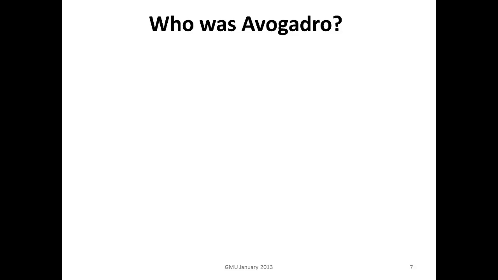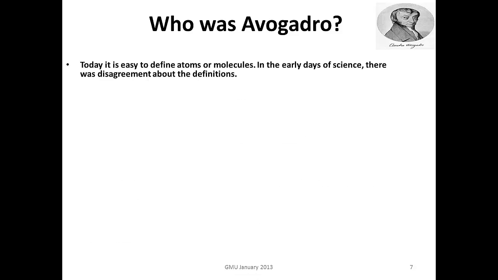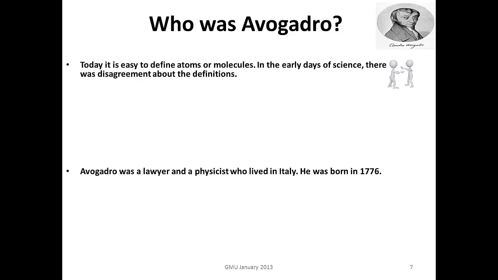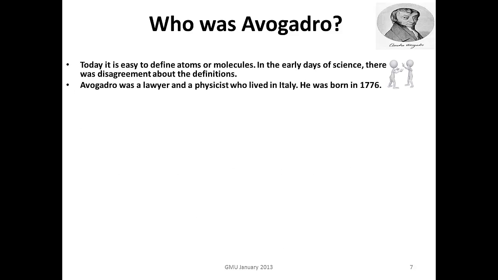Okay, let's talk about who Avogadro was. Let's get his picture up there. He's a handsome guy. Today it's easy to define atoms or molecules, but in the early days of science, there was disagreement about the definitions. Avogadro was a lawyer and a physicist who lived in Italy. He was born in 1776.